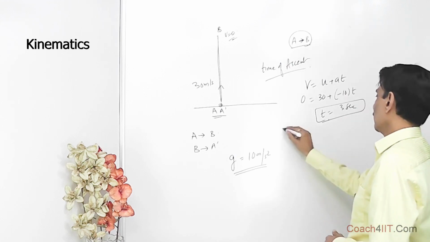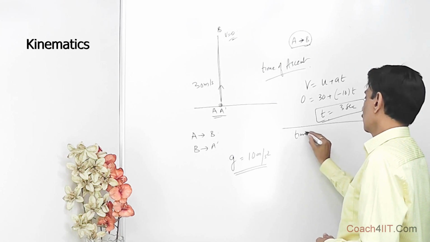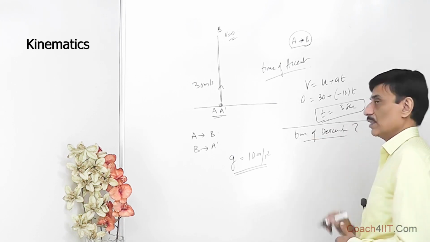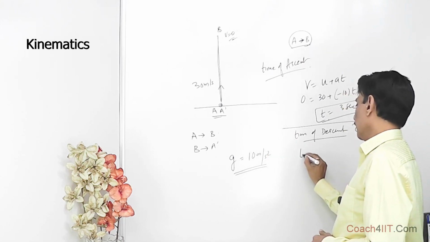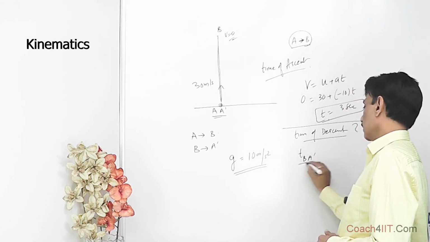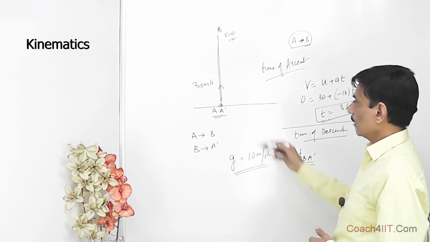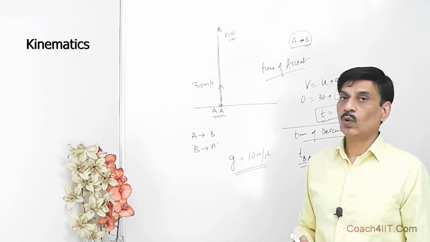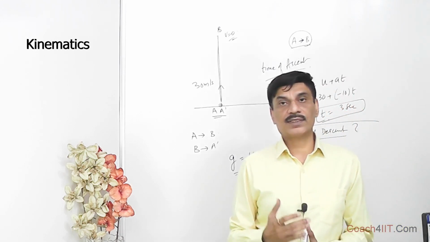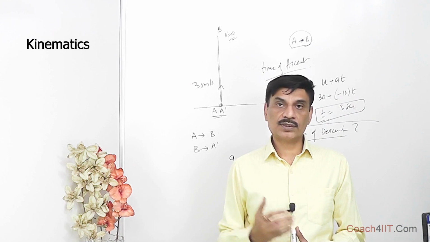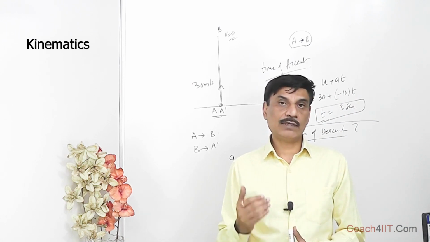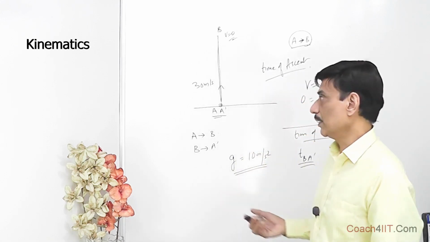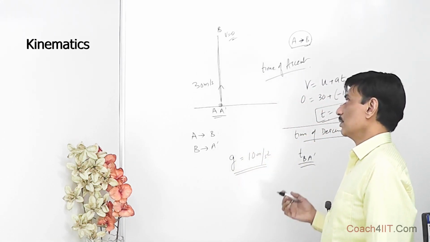Then we have to find the time of descent. What is time of descent? Time of descent is the time from B to A dash. We may come across that time of ascent is equal to time of descent. Time of ascent is equal to time of descent only when we neglect air resistance, etc. If we take into consideration the air resistance, then the time of ascent will not be equal to the time of descent. Anyway, we are taking the ideal conditions where the air resistance is negligible.